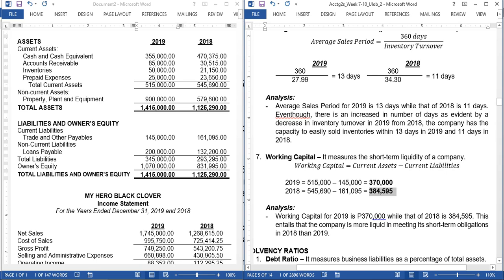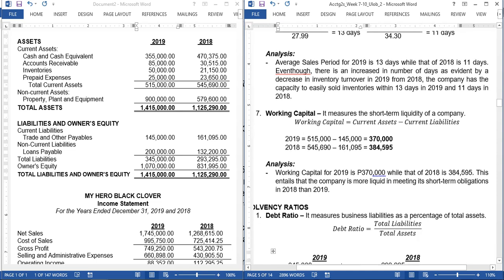This indicates that the company is more liquid in meeting short-term obligation. Kasi nga, mas dako ang current asset kasi sa current liability. So, you can say, more liquid siya as compare to other, or shall we say, more liquid siya for 2019 and even 2018.